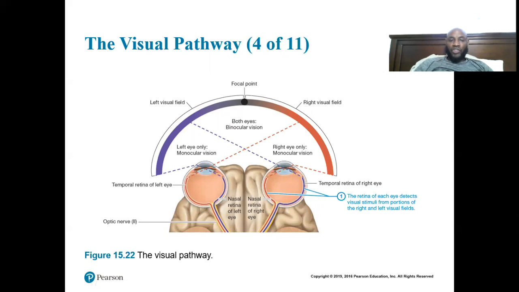All right, so this is showing you your visual field. The left eye sees this side, the right eye sees this side, but the left eye can see some of the right side, the right eye can see some of the left side, and there's a focal point in the middle here.